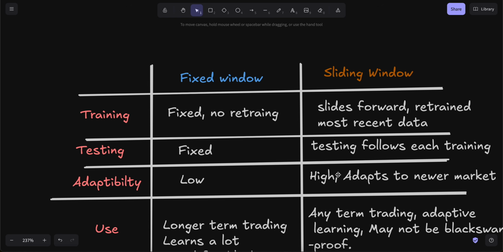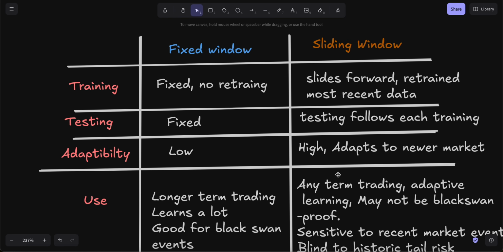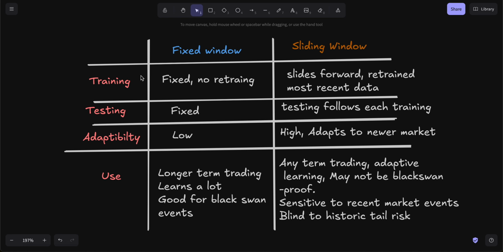So let's go into the comparison between the fixed window and the sliding window. Fixed window, just as we discussed before, its training is fixed, so there is no retraining unless we manually do it. In the code, it will be fixed and there is no specific retraining. On the sliding window, the training is always going forward. It's retrained on the most recent data, and as I said before, we're forgetting what we trained prior. Now testing as well, it is fixed, just as I said, between 2010 and 2025. In the sliding window, the testing follows each training.